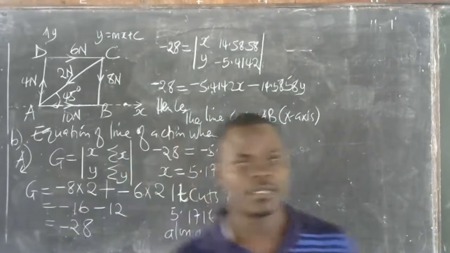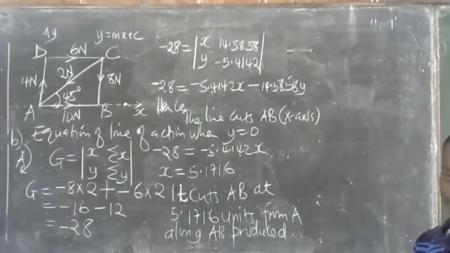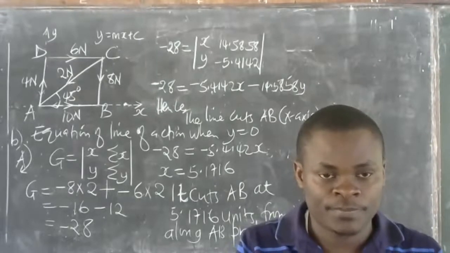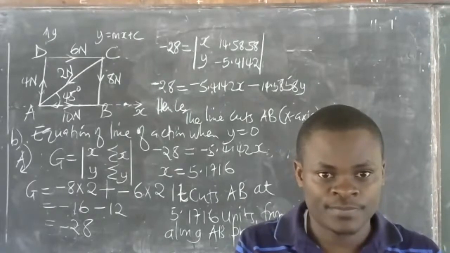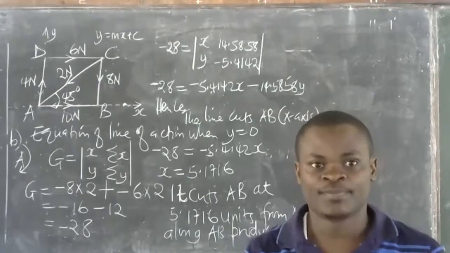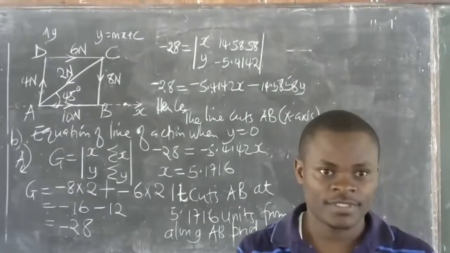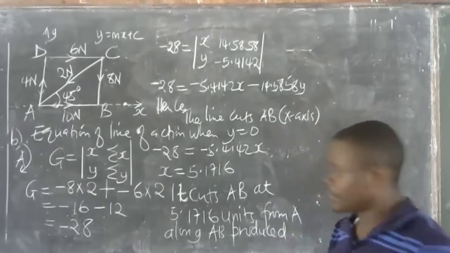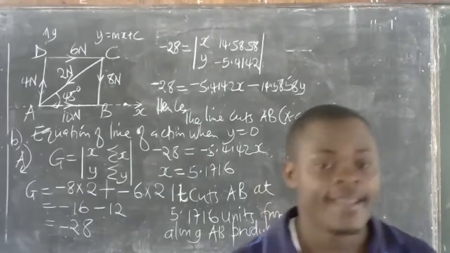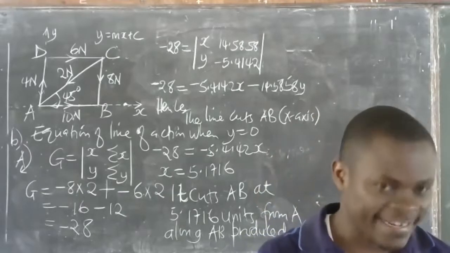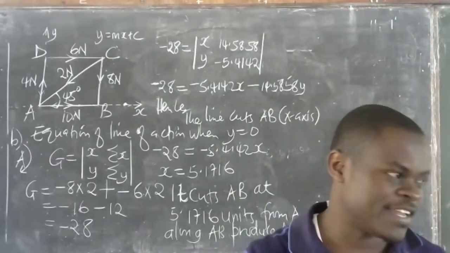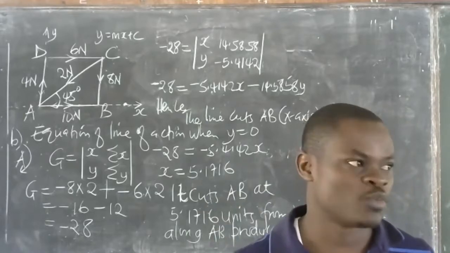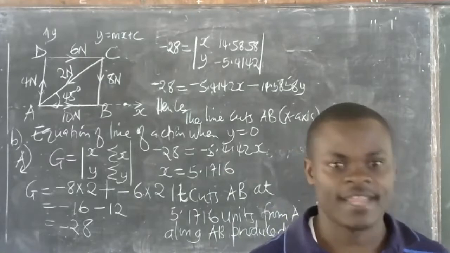That's it. Yes? Excuse me, teacher. For the third case, whereby we have 1.72, how do we conclude? Do we say 1.72 units from A? Yeah. When positive, you say it cuts AB at 1.17 whatever units from A. Only that, because you don't need to produce the line from A. That's it.